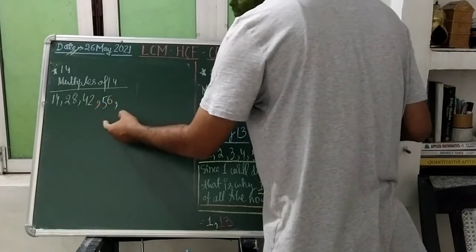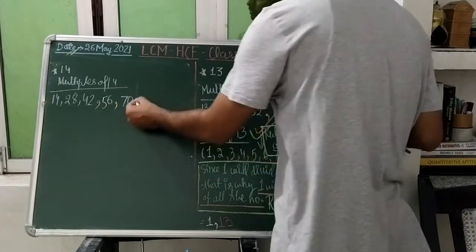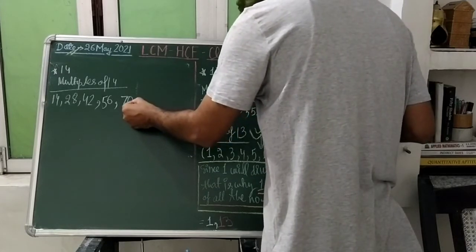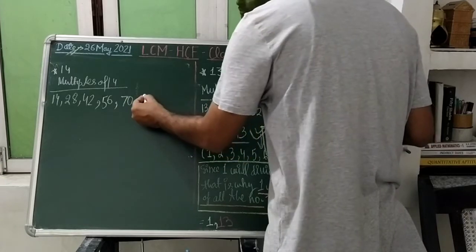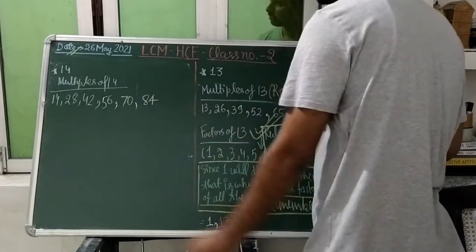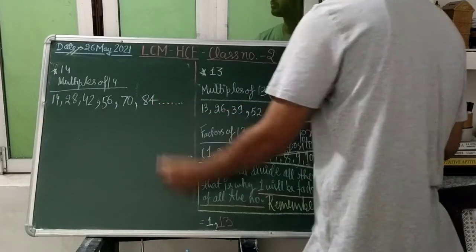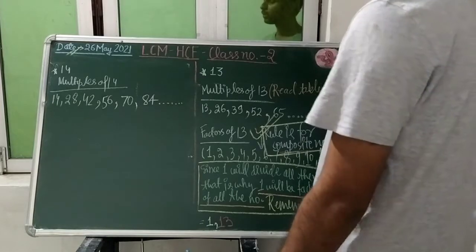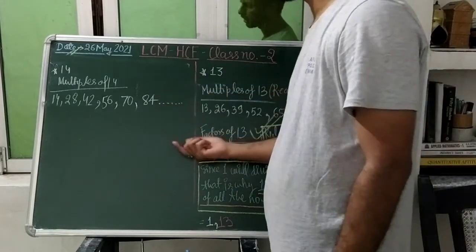And 14 5s are 70. And 14 6s are 84. So it will go on. Whenever we talk about the multiples of 14, we will read out the table.